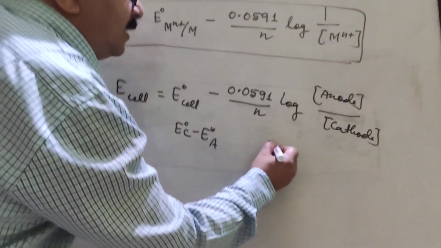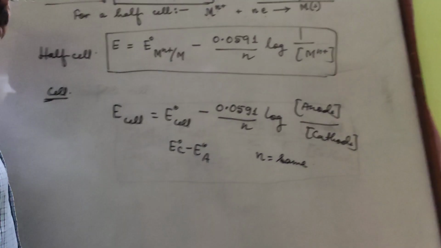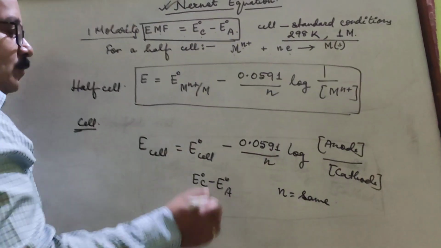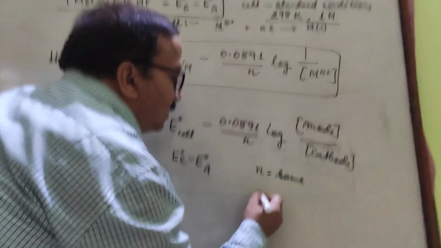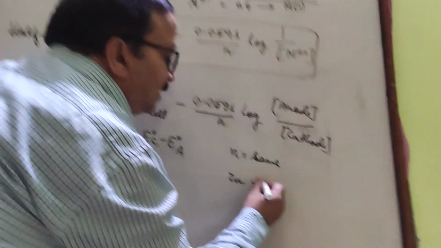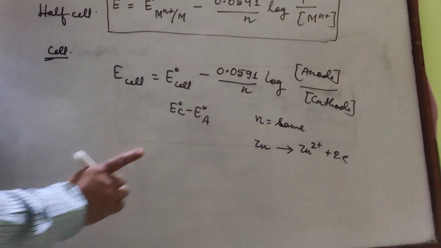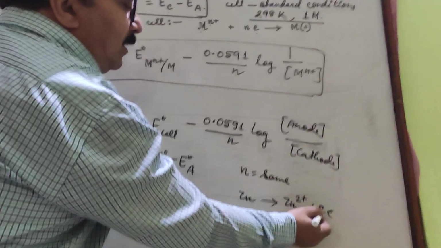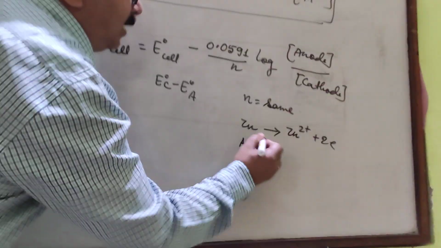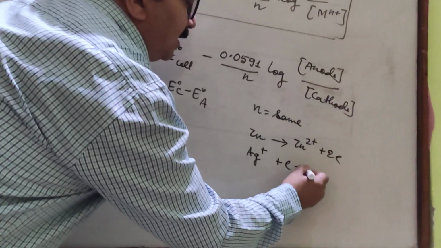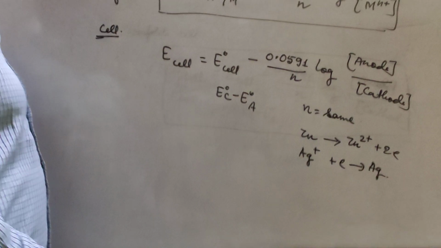Always remember that value of n will be same for the two half reactions. Now for example, suppose zinc changes into Zn2+ plus 2 electrons. This is a half reaction. Value of n is equal to 2. The second half reaction is Ag+ plus electron gives Ag. Here value of n is equal to 1.